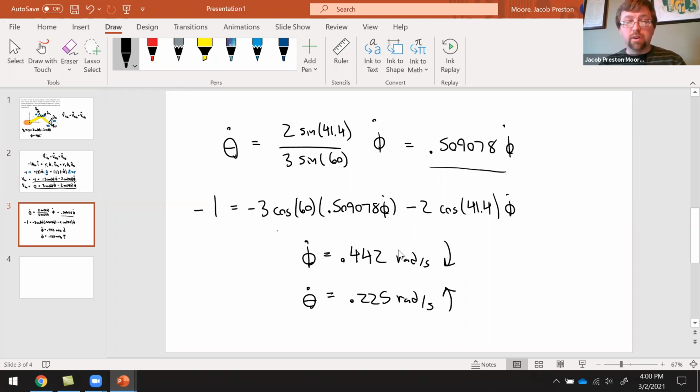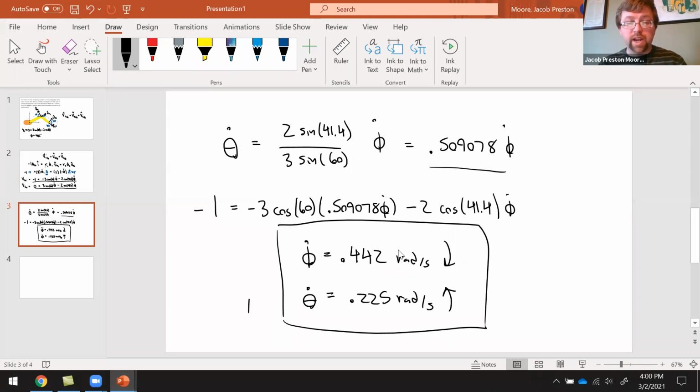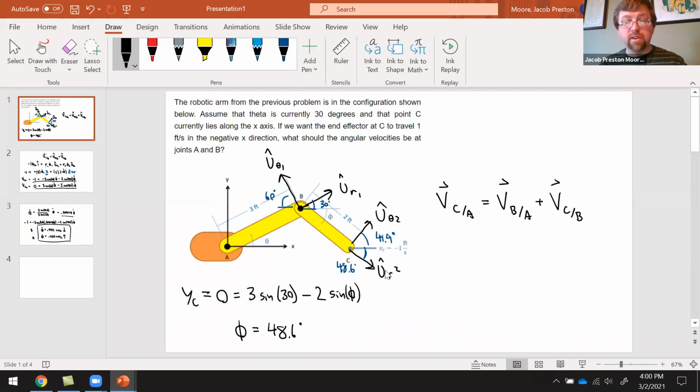All right, so that is the angular velocities. This is joint A, this is joint B, that I would need to achieve in order to have my end effector C move vertically along the x-axis.